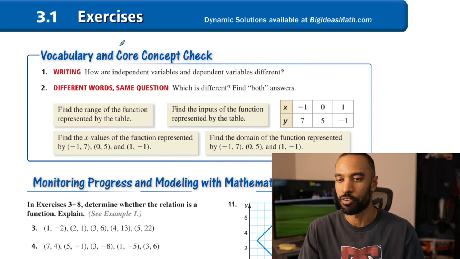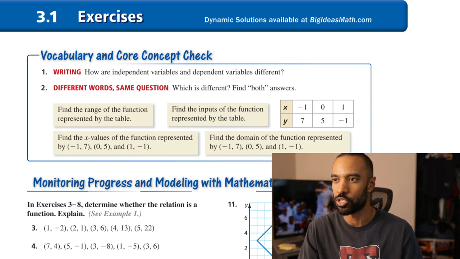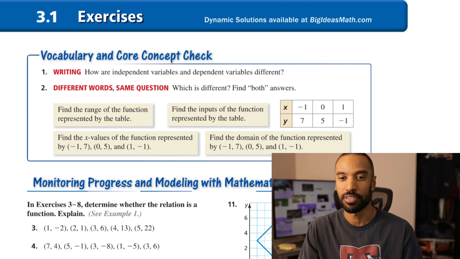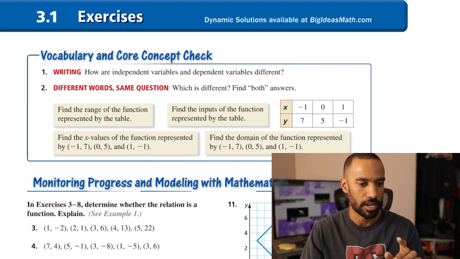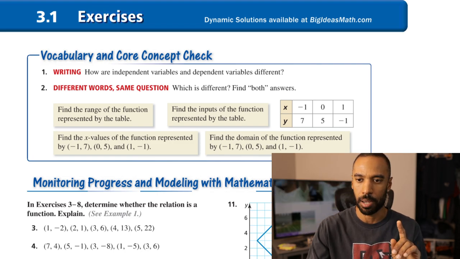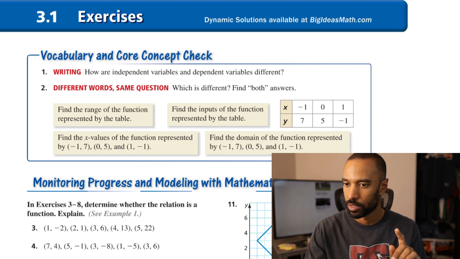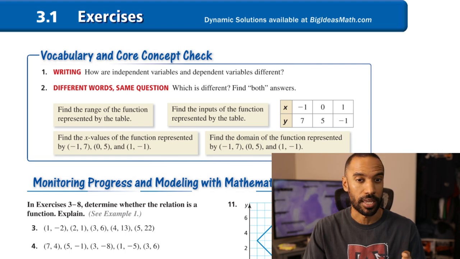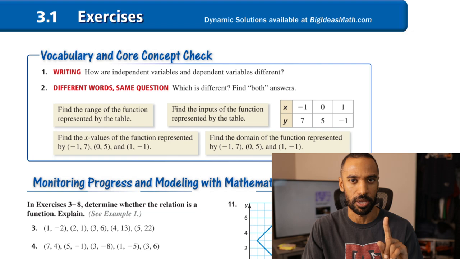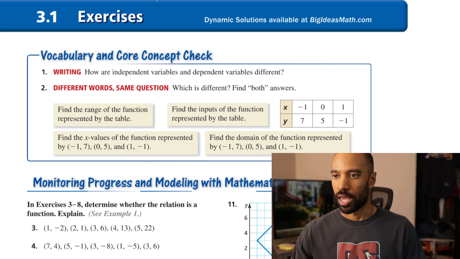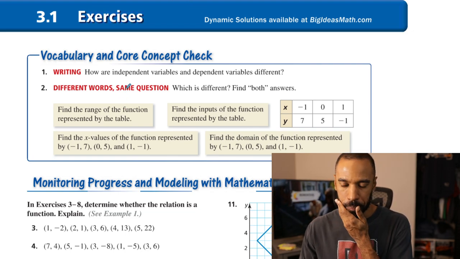So let's first answer the vocabulary and core concept check, and then we have to go up to number 43. Let me pause and fix my little thingy here where it says what it's going to be. Hold on. Okay, I got it fixed. All right, here we go.